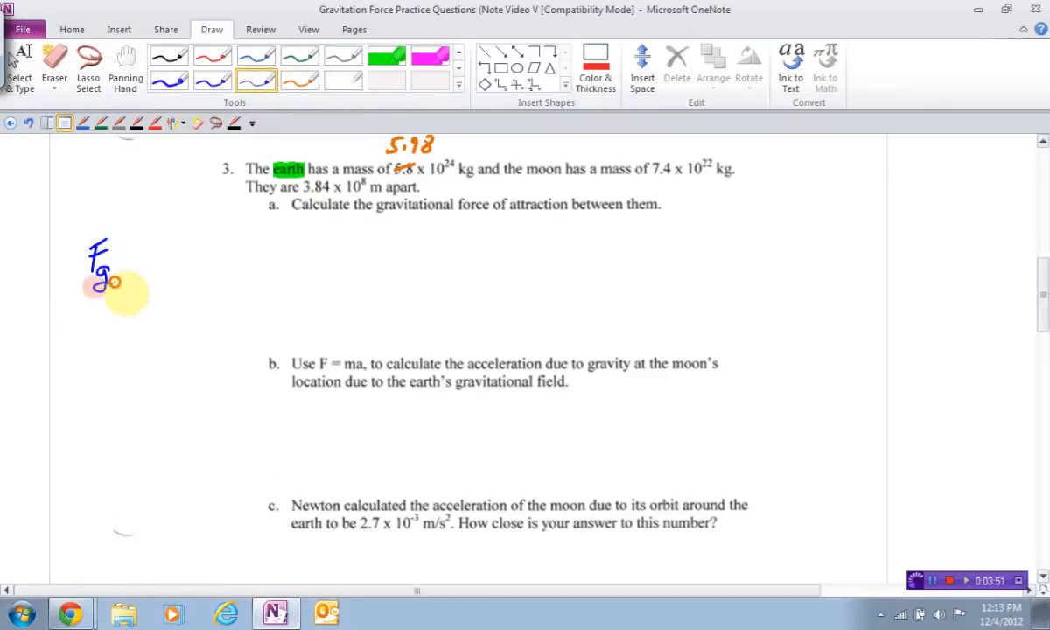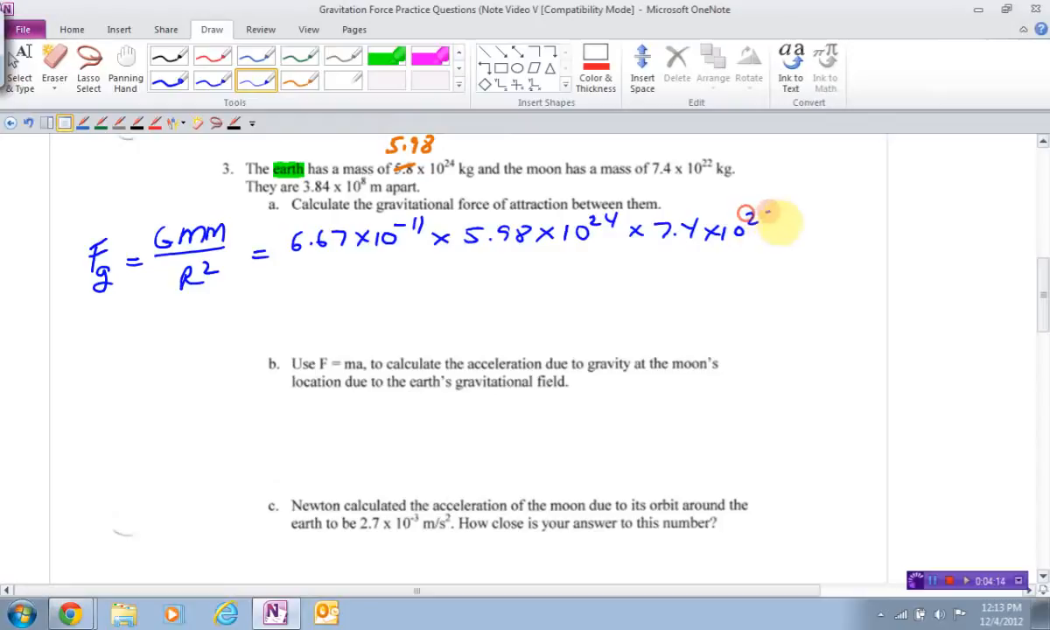Once again, same equation. Force of gravity is GMM all over R squared. So the gravitational constant does not change. It's always the same. The mass of the Earth is 5.98 times 10 to the 24th, and we multiply by the mass of the moon, 7.4 times 10 to the 22nd, and we divide that by the distance between them, 3.84 times 10 to the 5th, by the way, so 384,000 kilometers away. Don't forget to square that. Now, these are some big numbers. Be careful when you put them into your calculator.